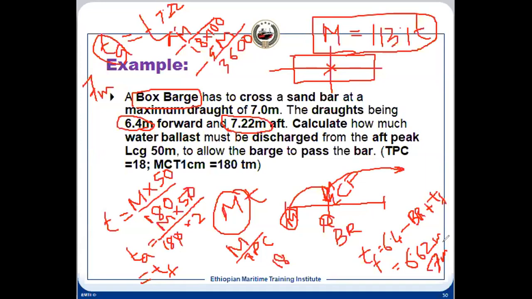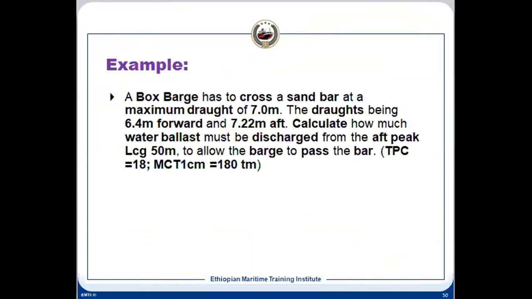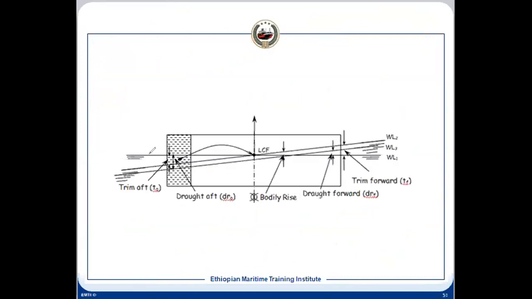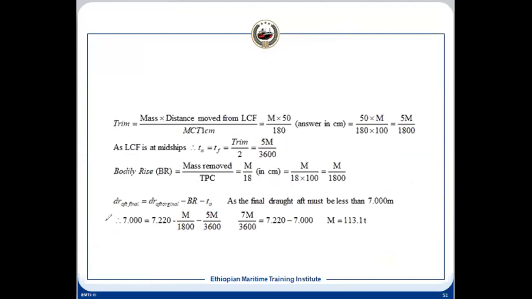So let us see the solution. It is the same thing. This is the way you should approach this kind of problem. So here, same thing, we have shifted this mass to LCF and we have got a trim. And once you have got a trim, from here we moved from the shape and we have the bodily rise. Exactly what I had explained, it is done the same way.